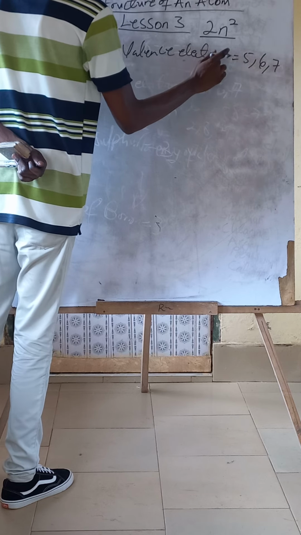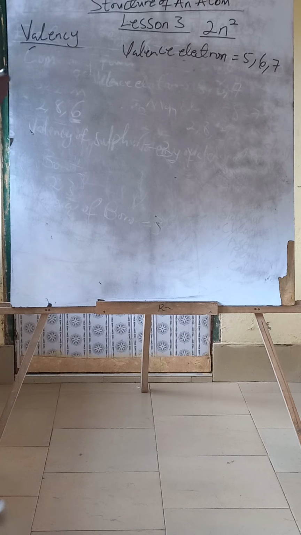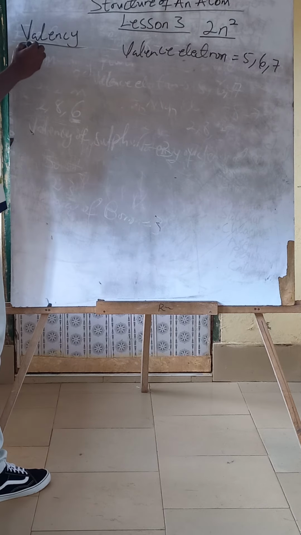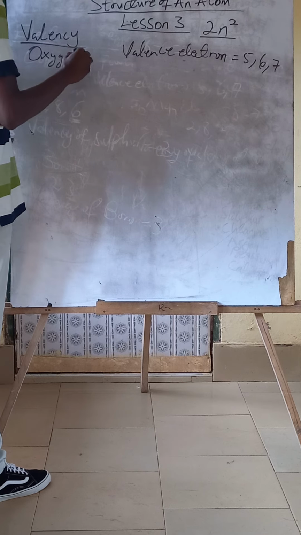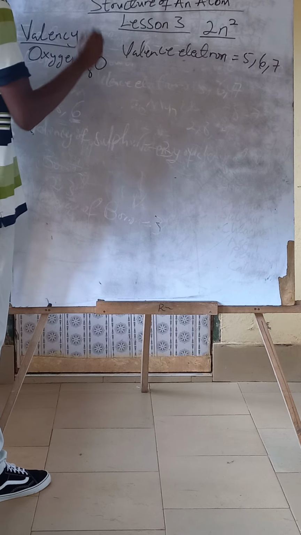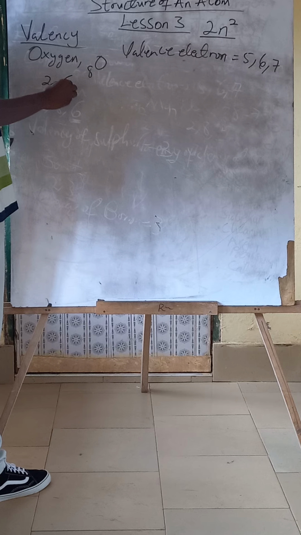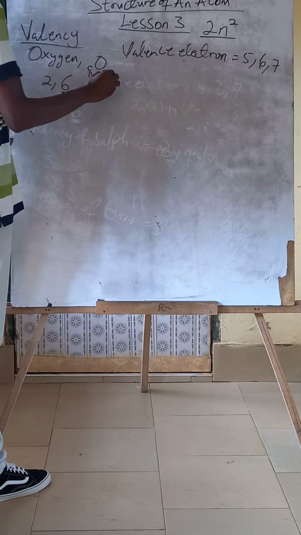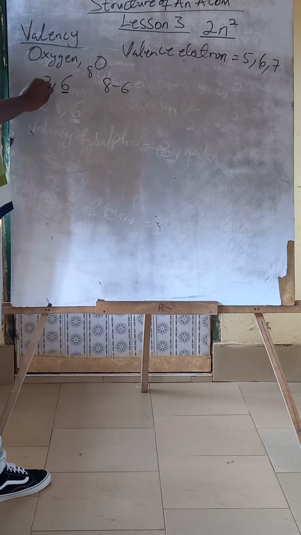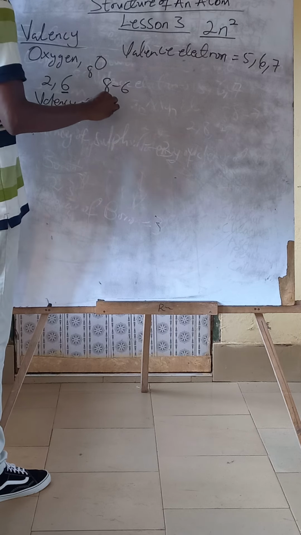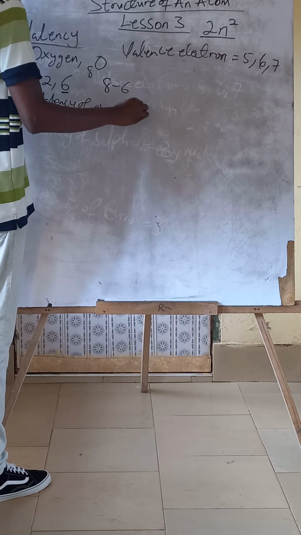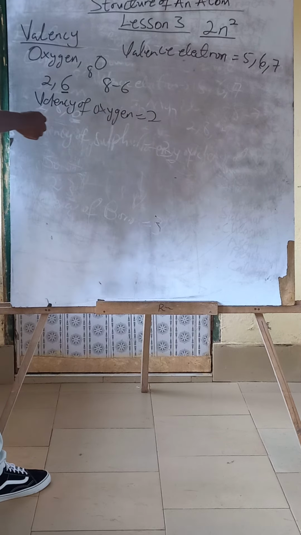I hope you can see my handwriting. Let us consider oxygen. Atomic number 8. The valence electron for oxygen is 6. So we subtract 6 from 8. So the valency of oxygen now becomes 2.